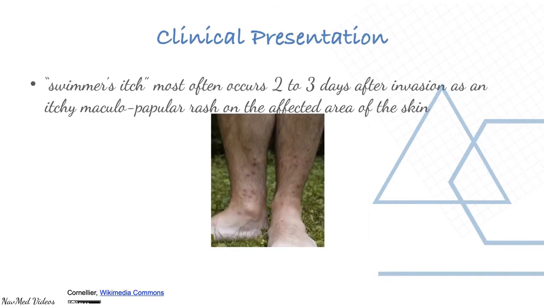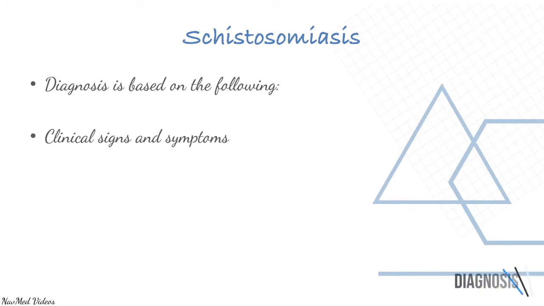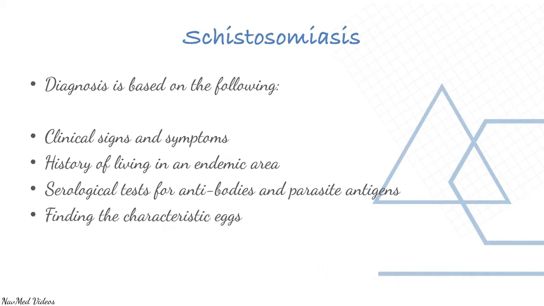Clinical presentation is also known as swimmer's itch. Most often occurs 2 to 3 days after invasion as an itchy maculopapular rash on the affected area of the skin. Diagnosis is based on the following: clinical signs and symptoms, history of living in an endemic area, serological tests for antibodies and parasite antigens, finding the characteristic eggs.